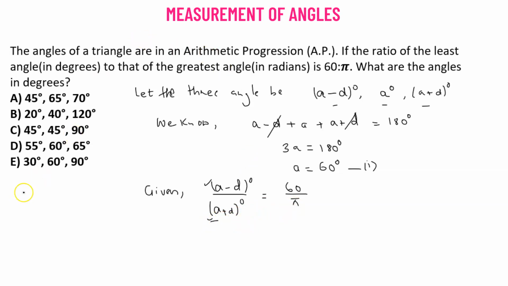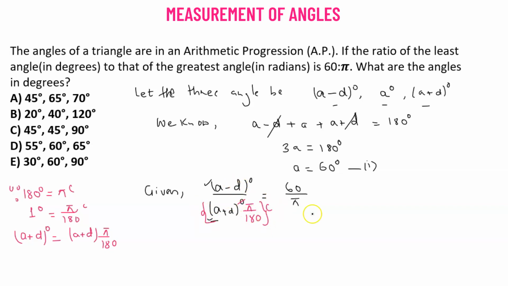We know that 180 degrees is equivalent to pi radians. Now 1 degree must be equivalent to pi over 180 radians. Since we need a plus d degrees, all we have to do is multiply a plus d with pi over 180, such that this entire angle in the denominator is now converted to radians. So we have a ratio of degrees to that of the radian measure, which is 60/pi.